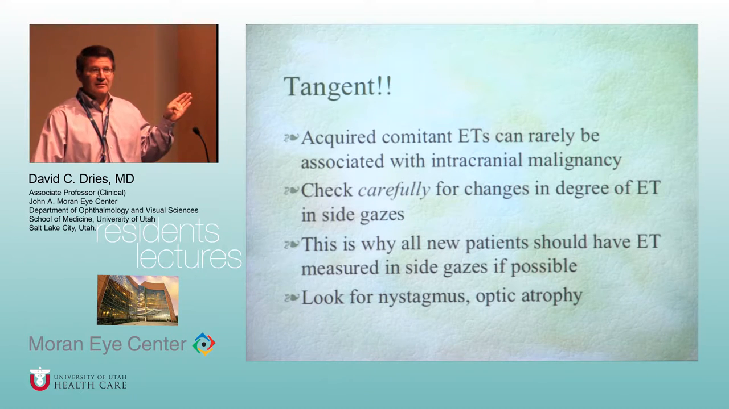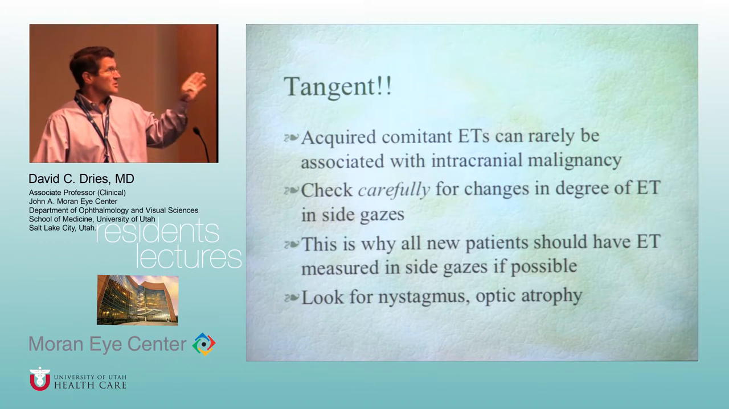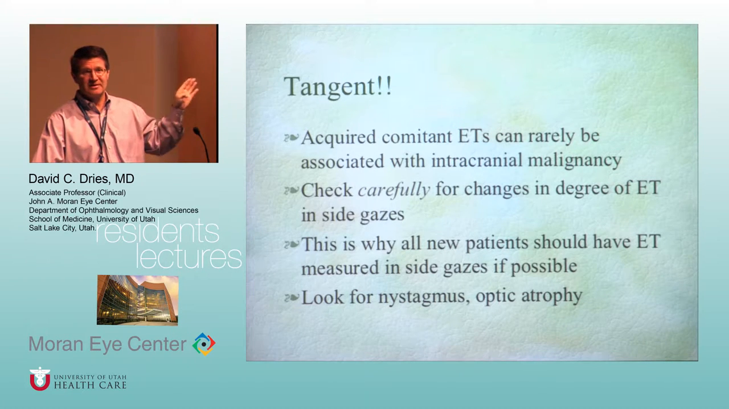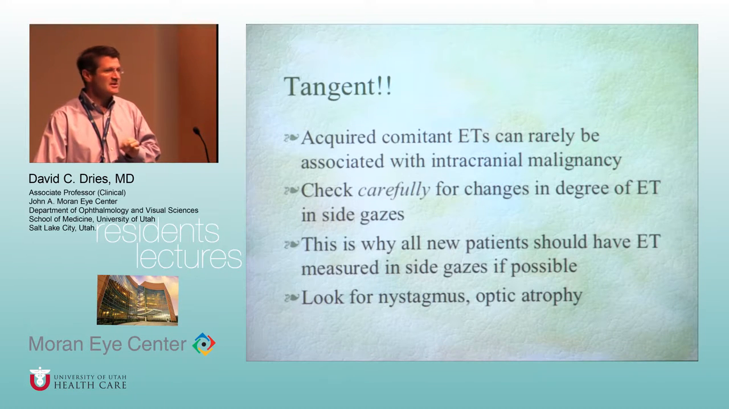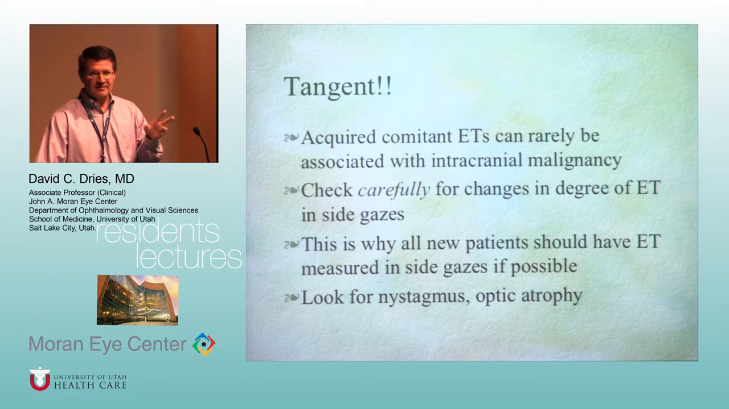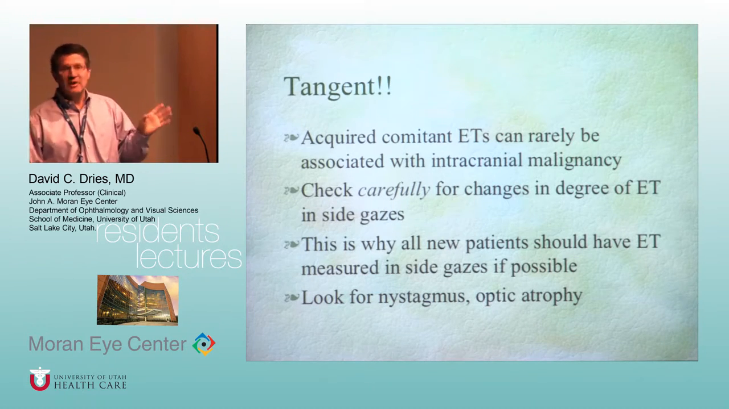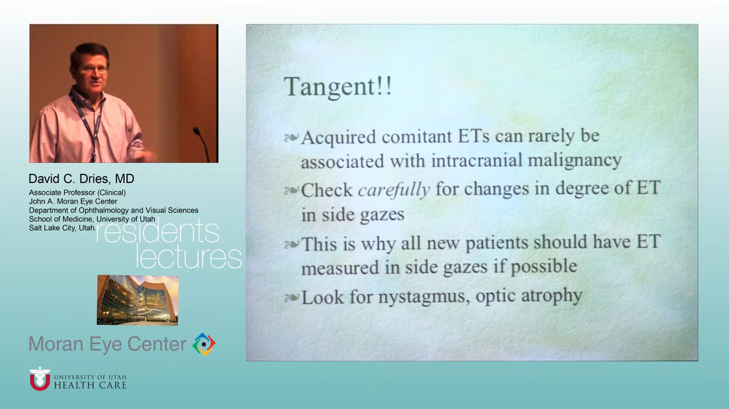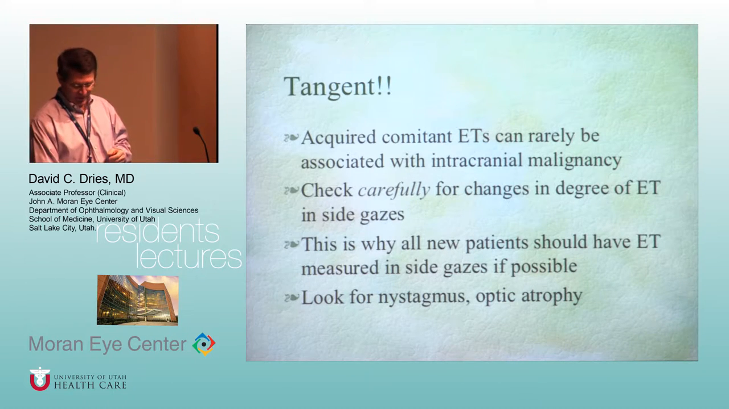So, not missing intracranial pathology with comitant esotropia, that's why we try to measure kids in side gazes in the clinic. Because in comitant esotropia due to an abduction deficit, you might pick up when you measure something you can't see when you do version testing. So if you can, it depends on the child, their age, their level of cooperation.